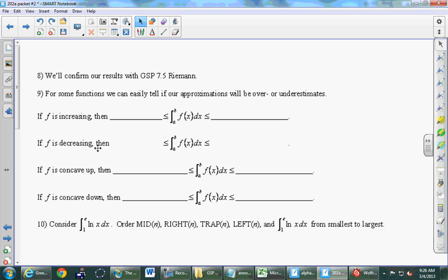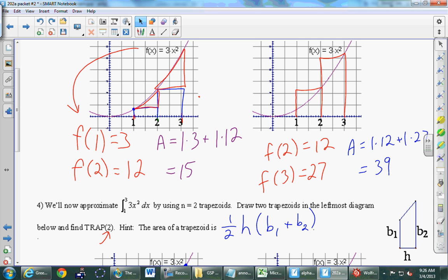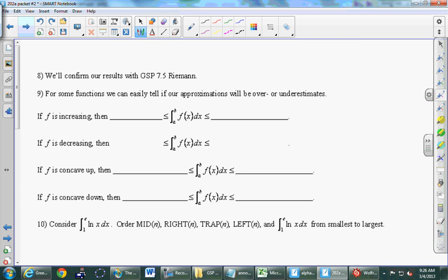Number 9. For some functions, we can easily tell if our approximations will be over or under estimates. If f is increasing, for example, like the picture we've been looking at all day, which of these 2 estimates was consistently under the right answer? Was the left. And which one was consistently over? Was the right. So let's fill those things in here. If f is increasing, left is under, right is over.